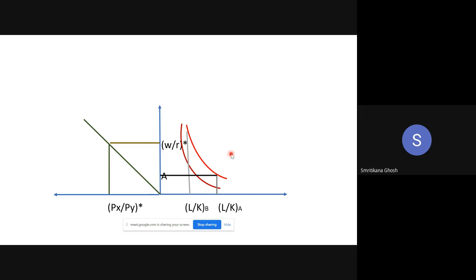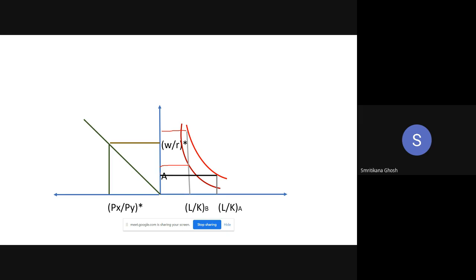Any problem from this diagram? Ma'am, will there be no line for country B? No, because this is the range. This is the range of country B. Look, this is the range of W by R for country B, right? This and this. And after trade, it is seen that W by R star is within this range for country B. So he is going for incomplete specialization.